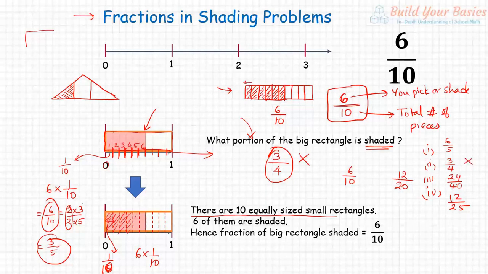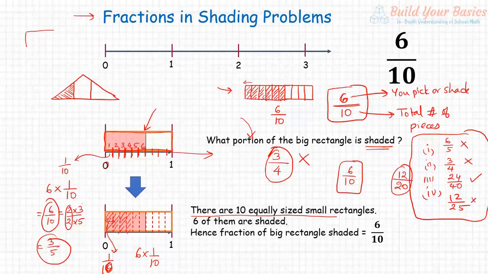What if they ask 12 by 20? It's the same thing as this. They are all the same, but what I am saying is for this shading problem, these are the 4 choices given. What is the answer? Third one, sir, 3 by 4. No, 3 by 4 is not right. Your answer is 6 by 10, which is 3 by 5, but 3 by 5 is not given. So the correct one is 24 by 40.